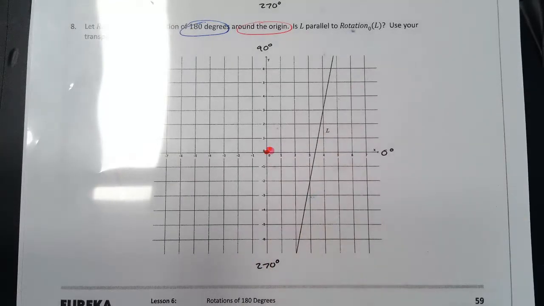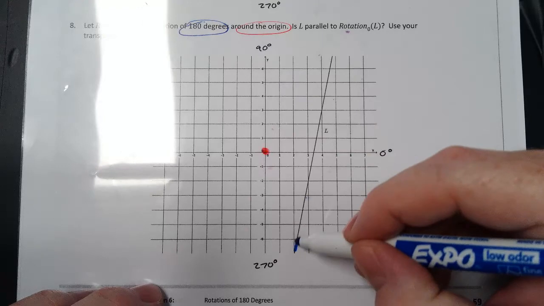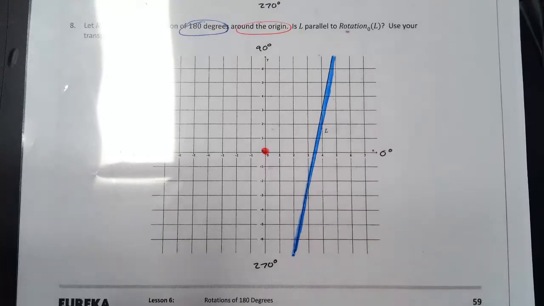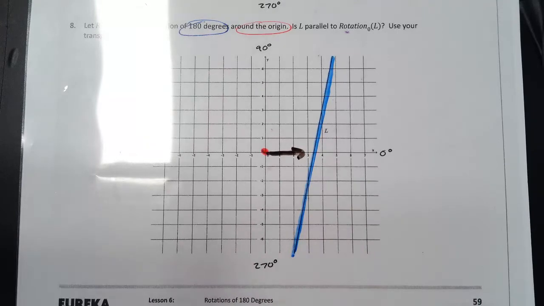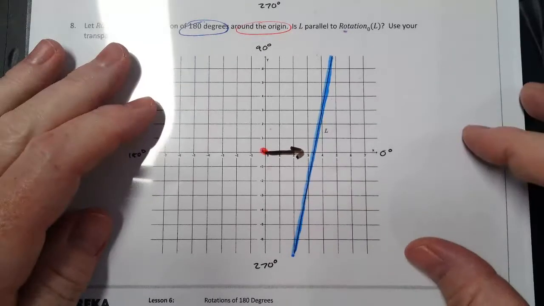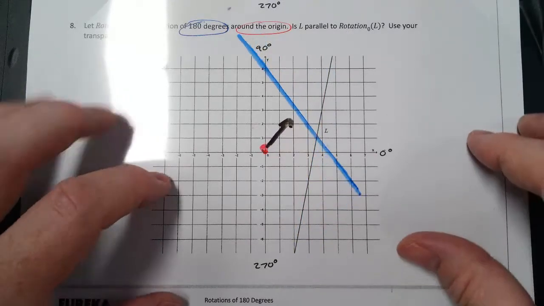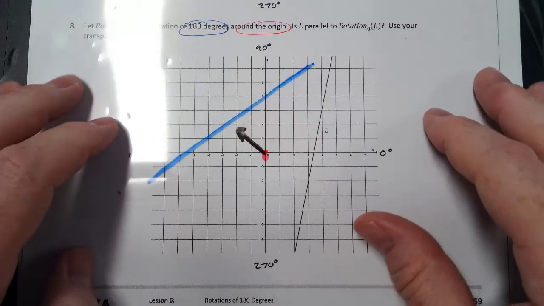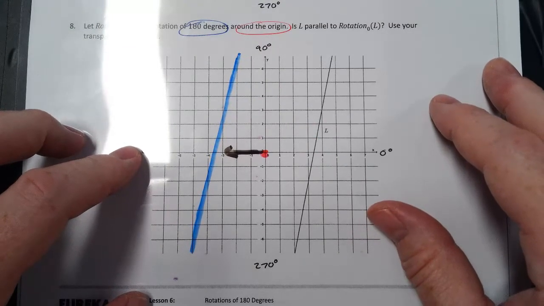Well, make a prediction. Think about it in your head. Maybe try to guess where the line's going to be. I did the origin. There's the line that's being rotated. And I need my arrow pointing at 0 to help me with my measurement. So let's rotate and see where our new line is going to be. I'm at 90. I need to go all the way to 180. The arrow is pointing at 180.